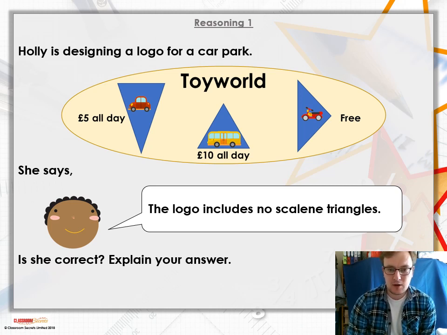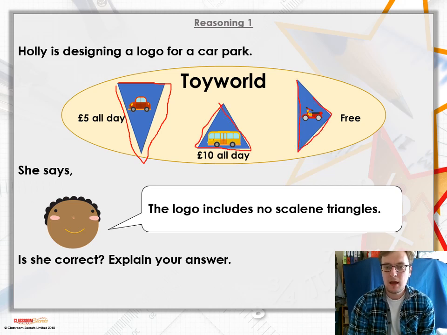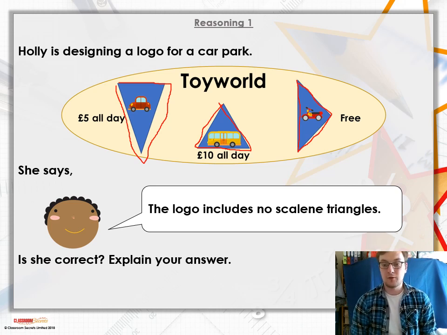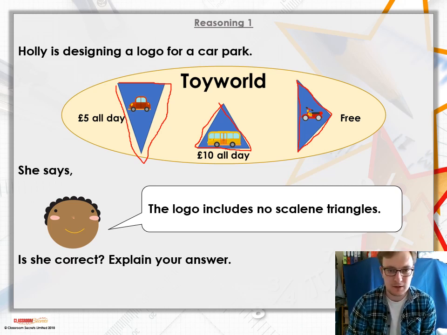Okay, so let's have a look at these triangles here. We've got three triangles here. We've got the one that is over here with this car, we've got this one here, and we've got this one over here. Now, Holly said that there are no scalene triangles. So you need to remember a scalene triangle is a triangle that has no equal sides. So let's have a look. Do any of these triangles have no equal sides?